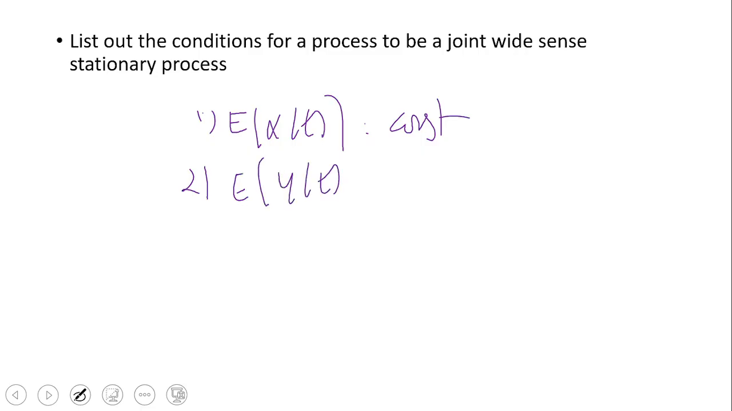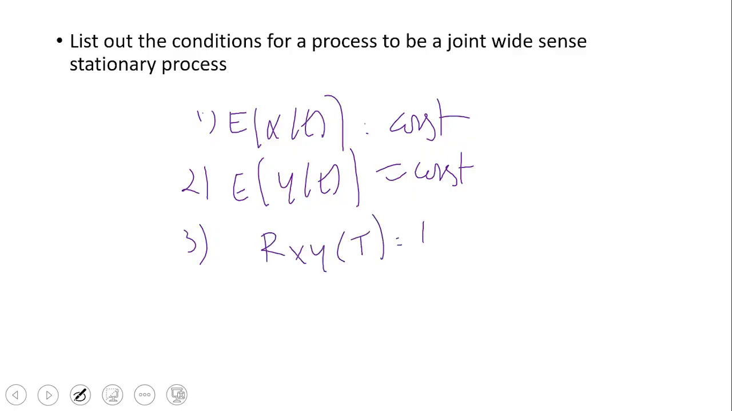Next, list out the conditions for a process to be jointly wide sense. So first one, jointly wide sense means two random processes. E of x of t is equal to constant, and the second is E of y of t is constant. Both the mean values are constant, and previously we wrote the autocorrelation function, now we'll write the Rxy of tau.